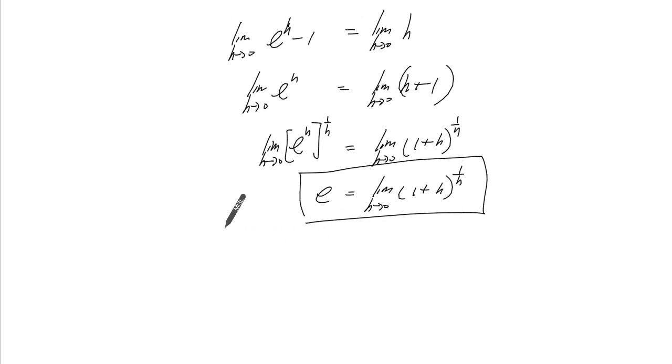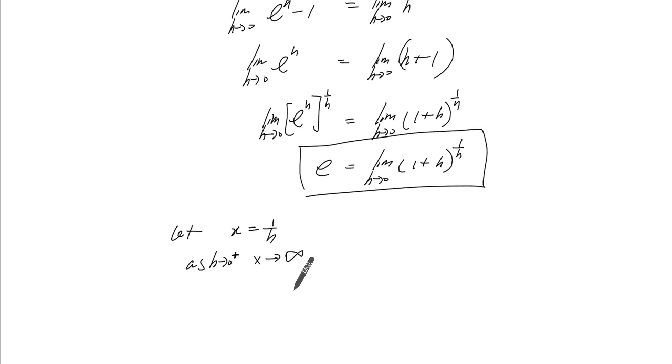Another variation that we're going to be using very often is the following. Let's let x equal 1 over h, and as h approaches 0 from the right side, x will have to approach infinity. So we can change the h to x, but x will have to approach infinity, and we have 1 plus 1 over x to the power of x. This will also equal e.